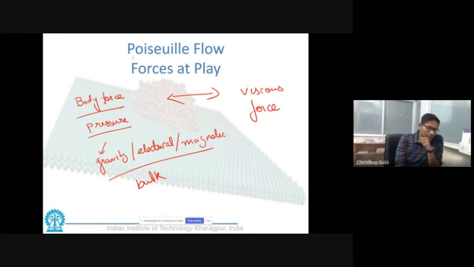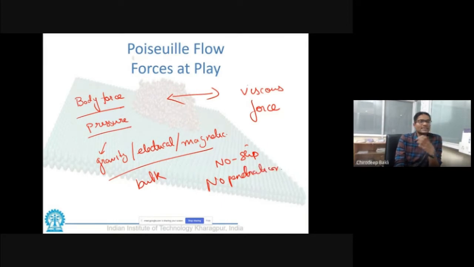So all the flow basically happens due to a competition between these two forces: the body force, which operates on the bulk, and the viscous force that operates across the surface. At least that is how it is calculated. And this balance is maintained by these two conditions: the no slip and the no penetration.